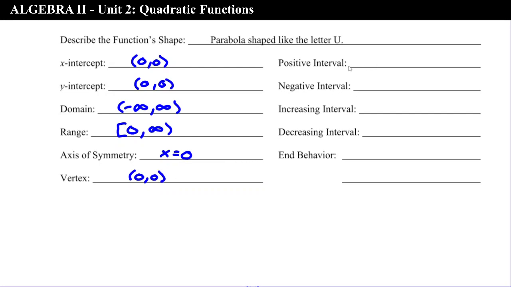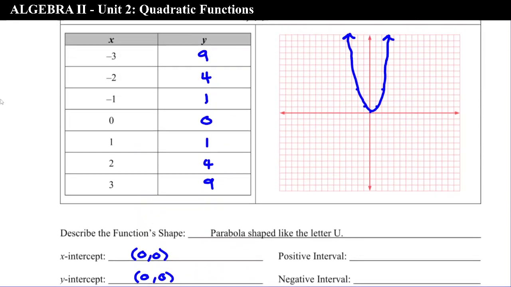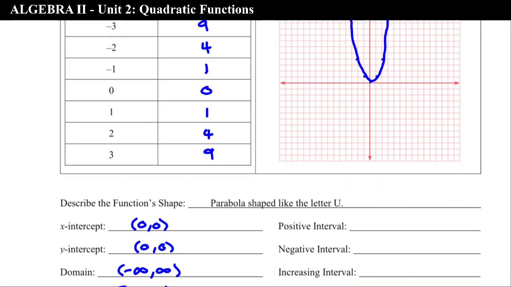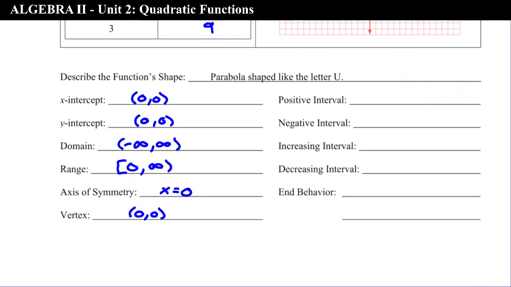Now we have a positive interval on the right-hand side of our graph and on the left-hand side of our graph, because it's positive everywhere except for one place, and that is at the vertex, because the vertex is 0, 0. And 0 is neither positive nor negative. So we have from negative infinity to 0, union with 0 to infinity, because we cannot include 0 since it is not a positive number. Well, it's also not negative, and everywhere else is positive, so we do not have a negative interval.